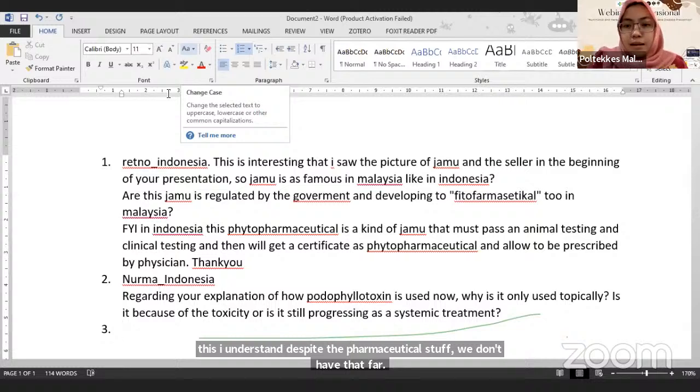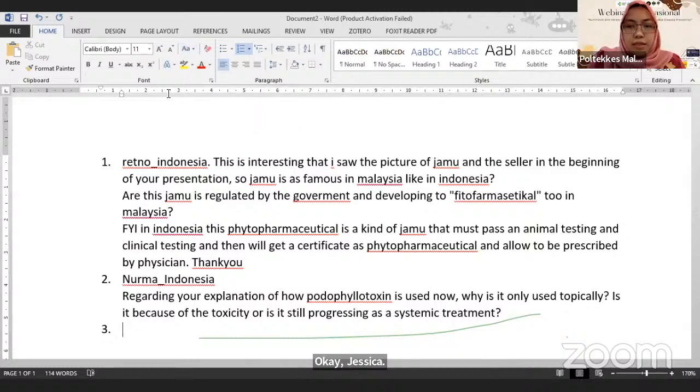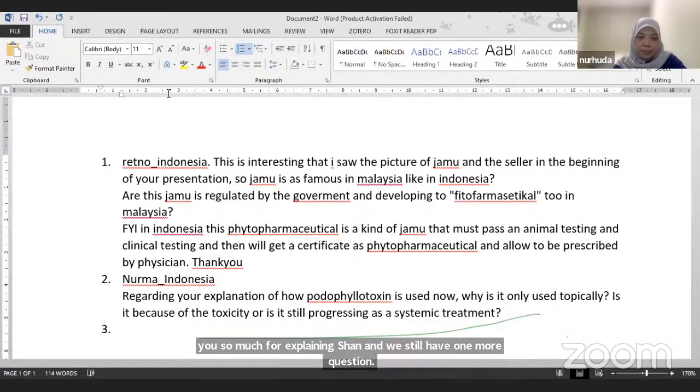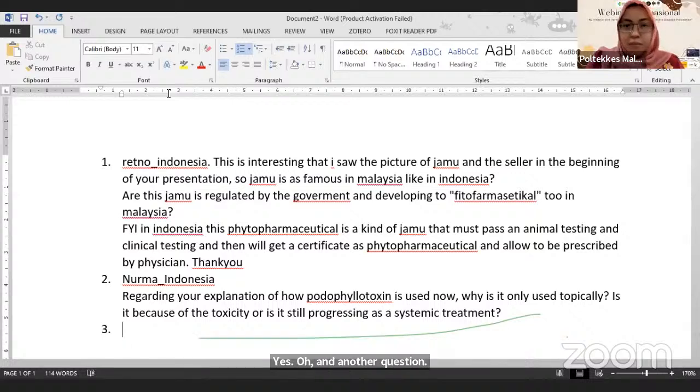Okay, Doctor. Thank you so much for the explanation. And we still have one more question. One more question, yes. And another question. We still have two from Mrs. Nurma Sapila. She's asking about your explanation about how phytophyllotoxin is used, and why is it only used topically, or is it because of toxicity, or is it still progressing as a systemic treatment?